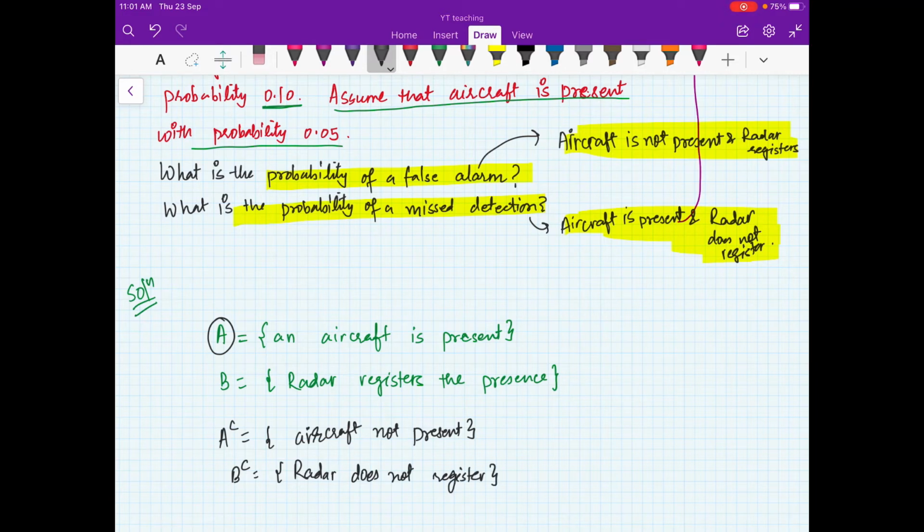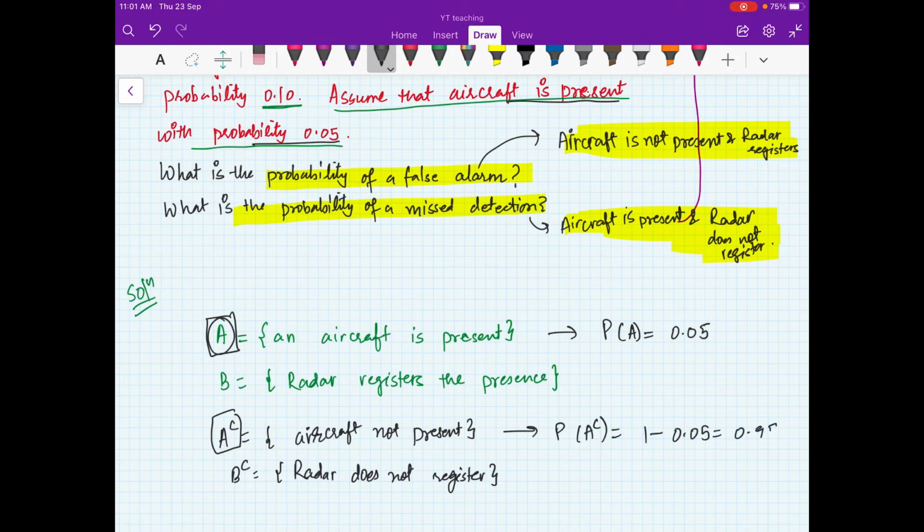Right, now aircraft is present with a probability of 0.05. So you are given that probability of event A is 0.05. Now because this event and this event, the sum has to be 1. So probability that aircraft is not present is 1 minus 0.05. So it is 0.95. Okay, so this much information is given to you.